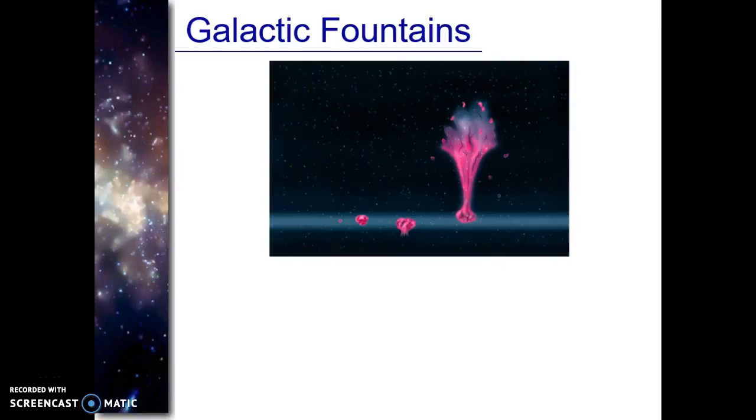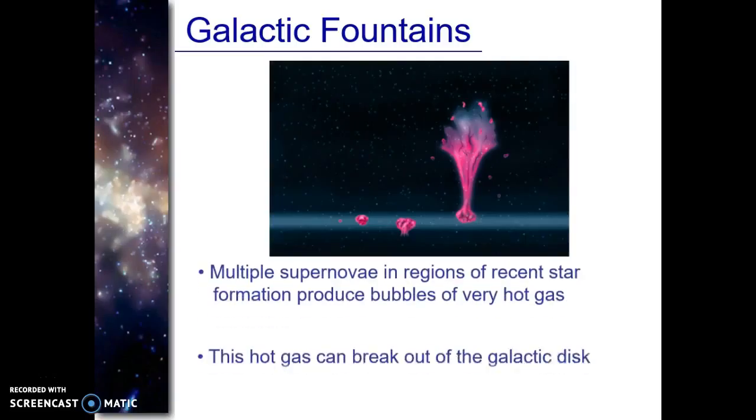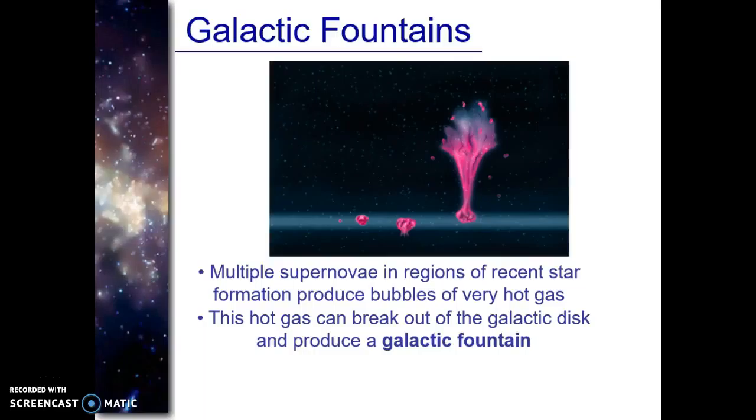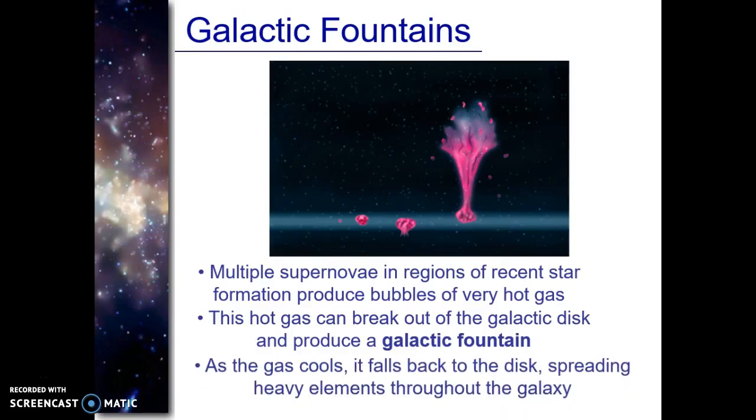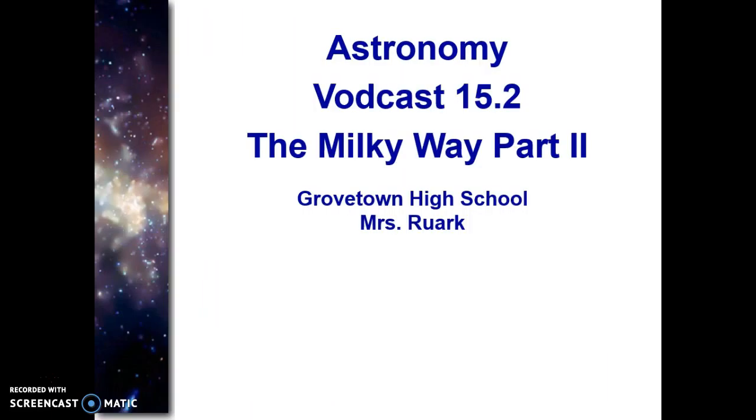Galactic fountains. What are these galactic fountains? Well, they're produced by expanding supernova remnants, and they help spread metals throughout the disk. Multiple supernovae in regions of active star formation produce bubbles of very hot gas. The gas breaks out of the galactic disk and produces a galactic fountain. As the gas cools, it falls back to the disk and spreads those heavy elements out throughout the galaxy.